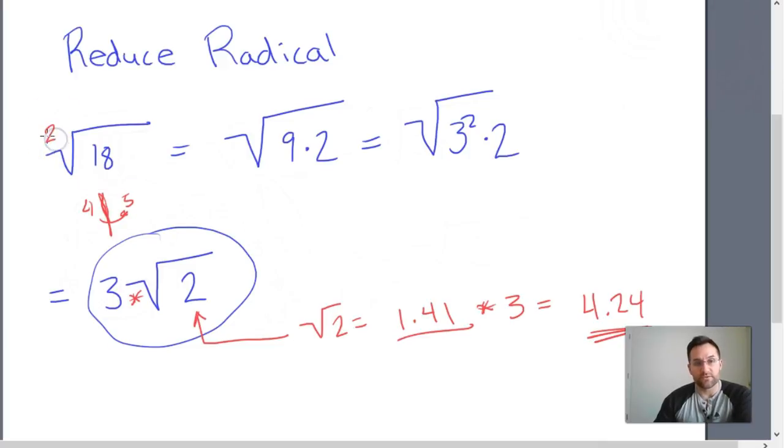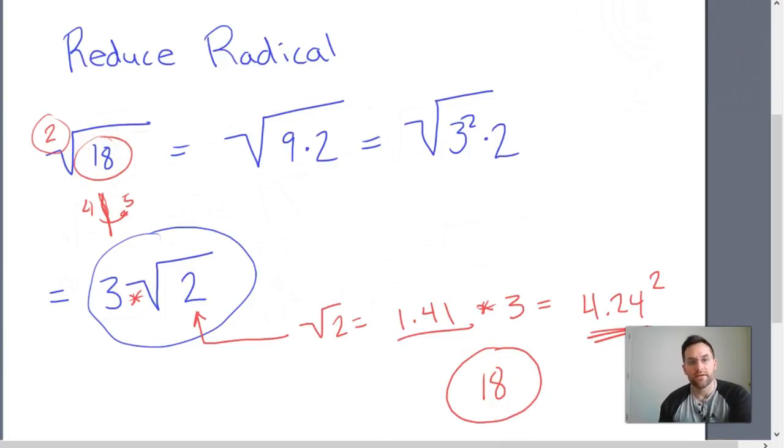Now, let's see. Remember this is a square root, here's our index right here, right? Index to the radical or order to the radical. So 4.24 squared, if we hit that in our calculator, we're going to get 18, which brings us right back to the radicand. All right? So that's a way that we can reduce the radical down.